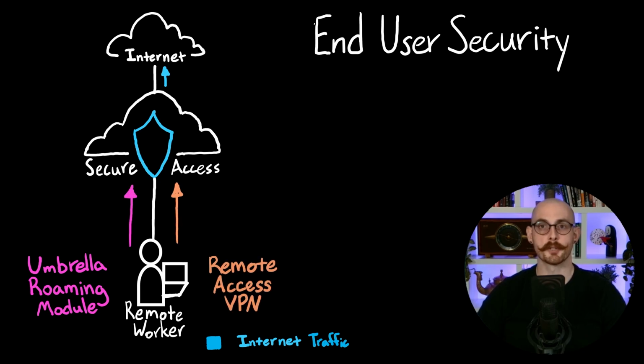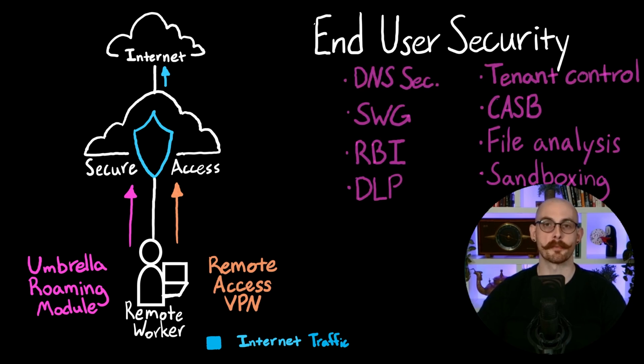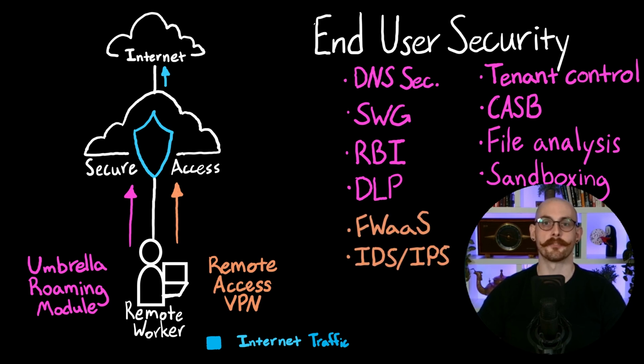The Umbrella Roaming Module redirects both DNS and web traffic to Secure Access without requiring user interaction in order to provide DNS security, secure web gateway, remote browser isolation, data loss prevention, tenant controls, CASB controls, and file analysis and sandboxing. Secure Access's Remote Access VPN as a service can also provide all the same security controls as the Umbrella module, in addition to Firewall as a Service and IDS or IPS.